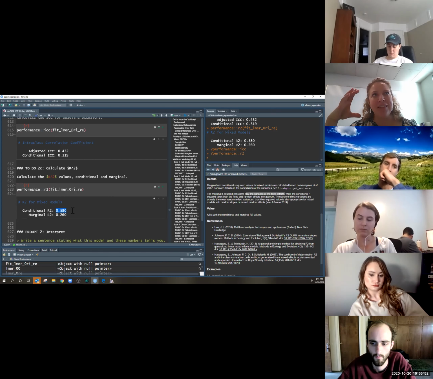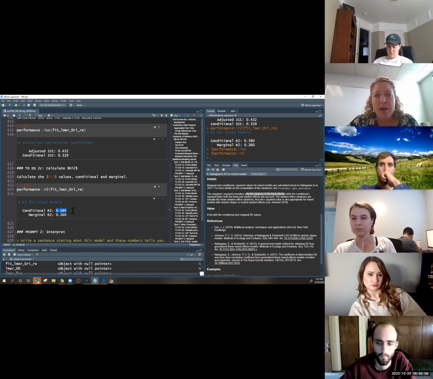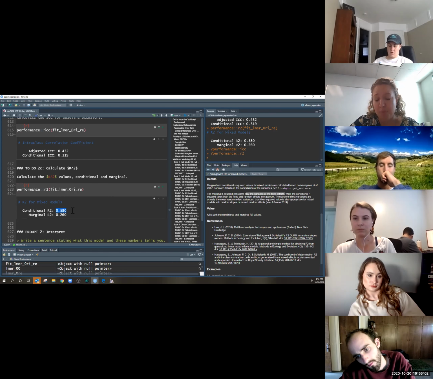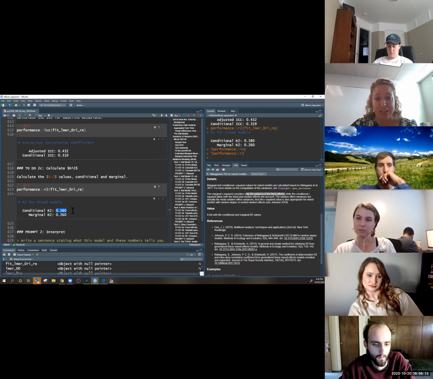So all of these measurements, ICC and R squared, are all trying to capture how much variance is explained, but they're combining different pieces, and it can be complicated, and it can be hard to decide which one of these you should report. And the answer is there's not one that you always should report. It depends on the situation.